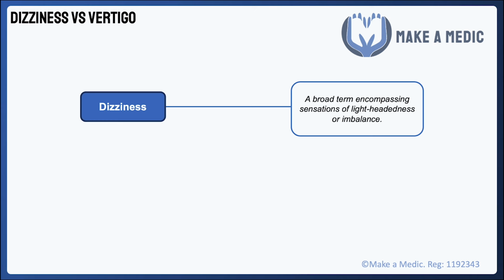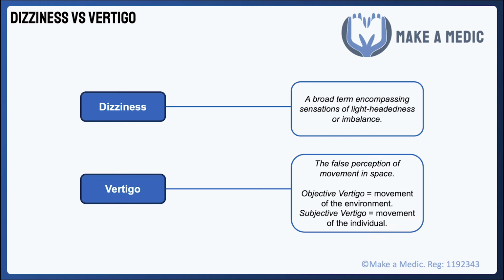Things like irregular heart rhythms, low blood pressure, and even thyroid disease could also cause symptoms that fall under the term dizziness. A specific form of dizziness is called vertigo, which is defined as the false perception of movement in space. And there are two forms of vertigo. Objective vertigo, where the patient feels like their environment is moving or spinning around them, or subjective vertigo, where the patient feels like they're moving or spinning in relation to their environment.